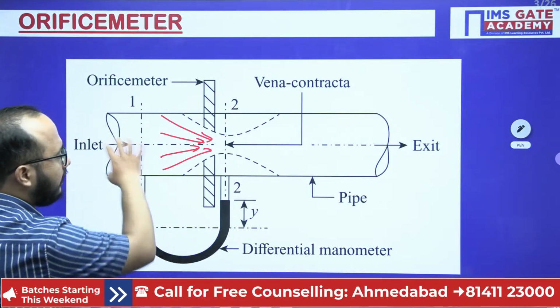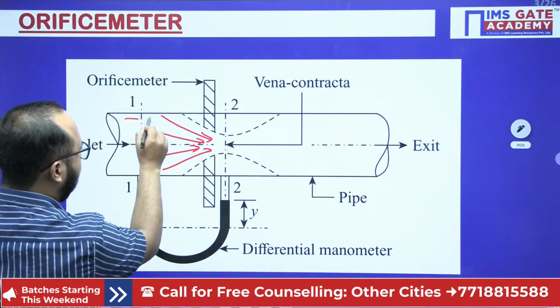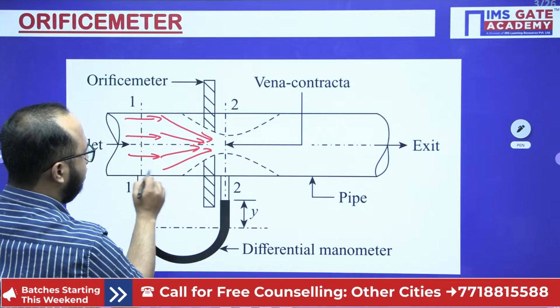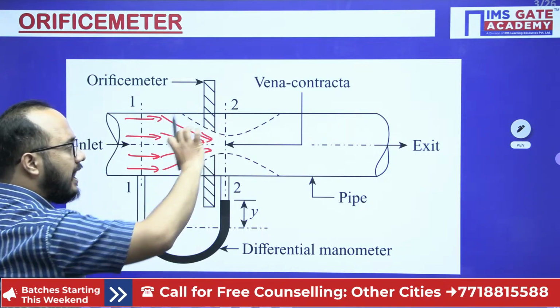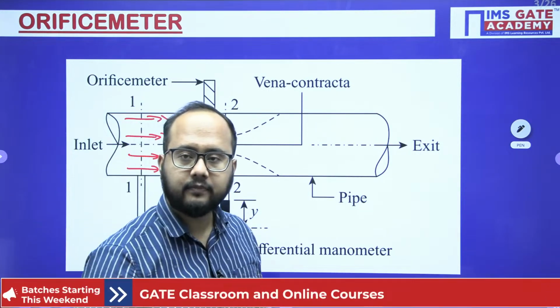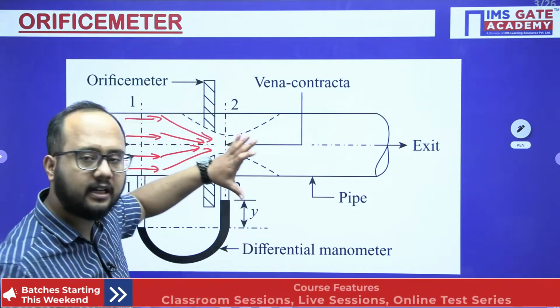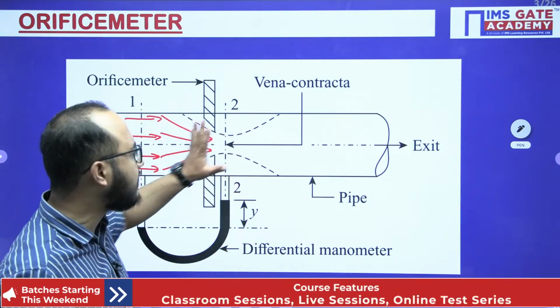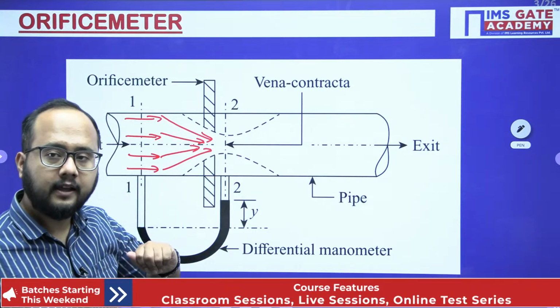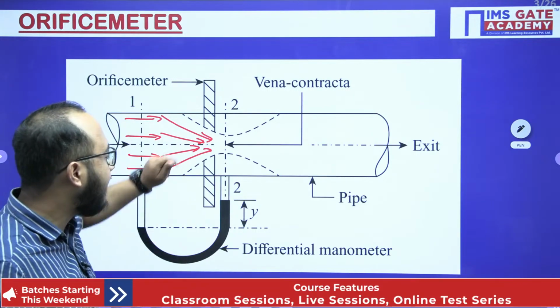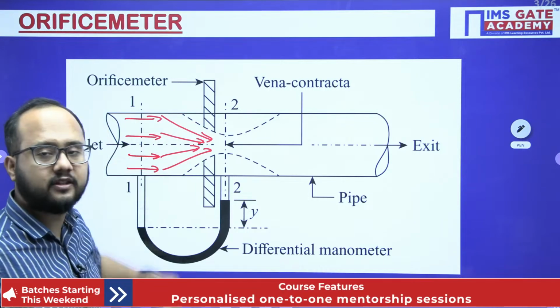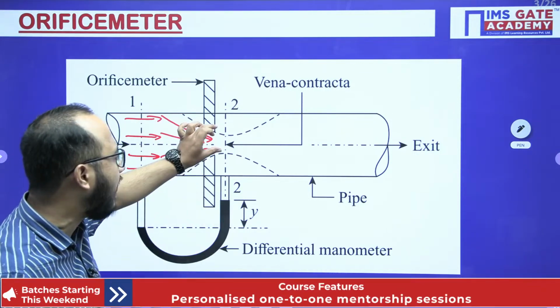So what will happen when the fluid flows like this? Initially the fluid was like this, right? Because of this hole, a converging part will be created within the fluid itself. A converging flow will be created because of this orifice, and after that, a divergent part you will see. A very important point: the area will not be minimum at the orifice. The area will be minimum after some distance.